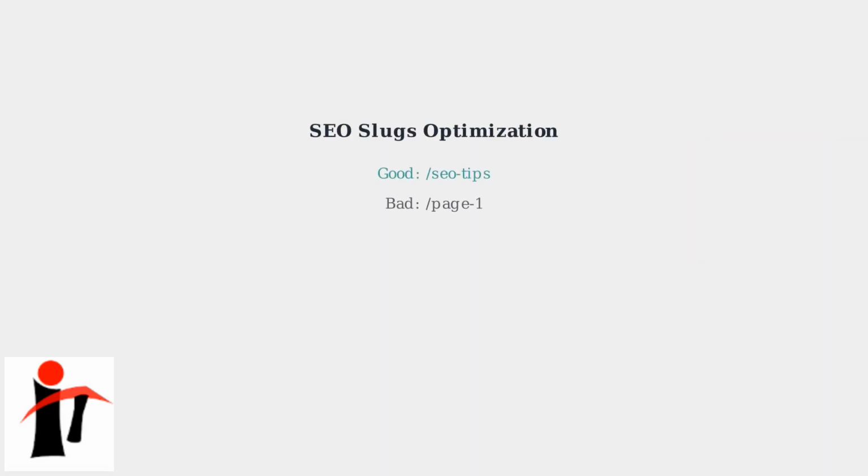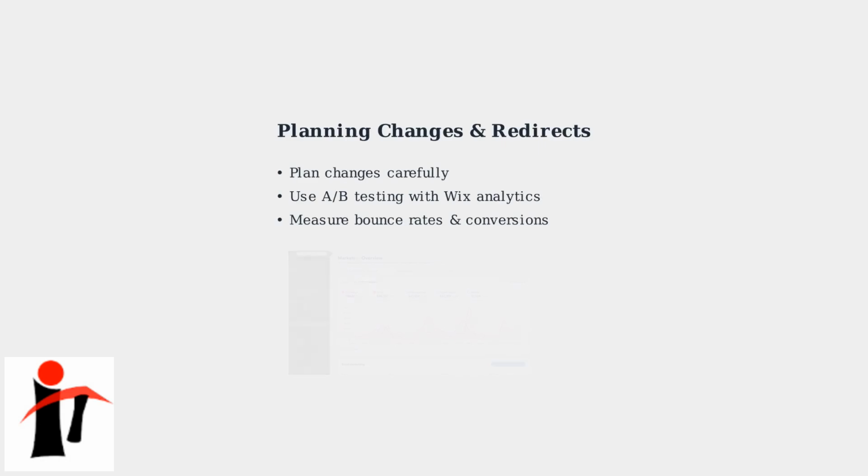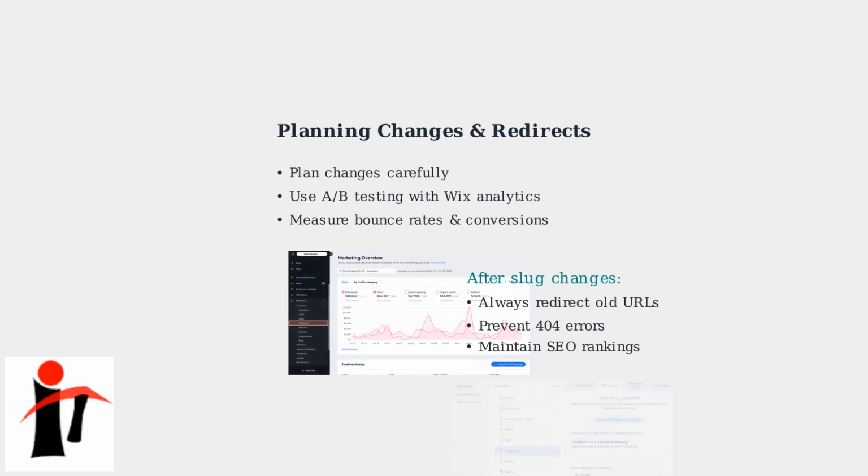SEO slugs, the URL endings, should be short and keyword-rich, like /SEO tips instead of page 1. Edit slugs directly in page settings and avoid special characters. Changes to page order or slugs should be carefully planned to maintain site usability.